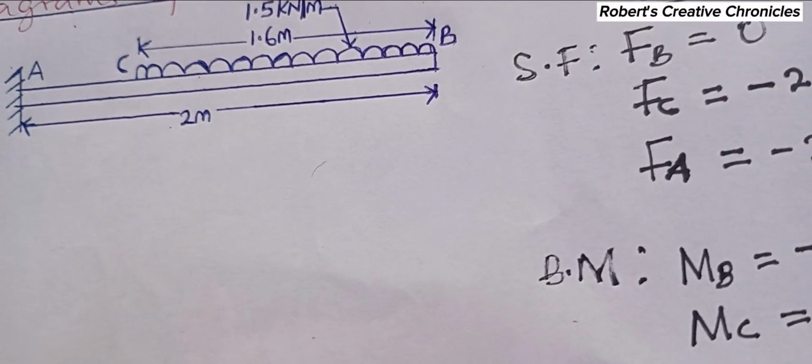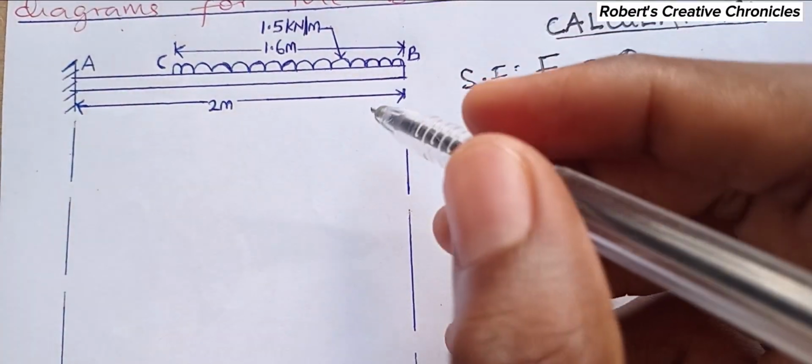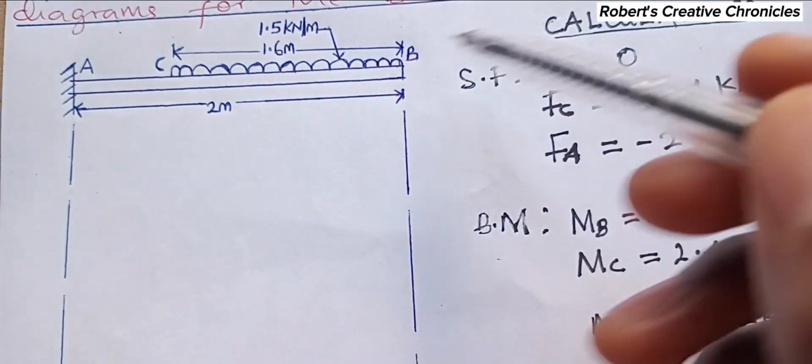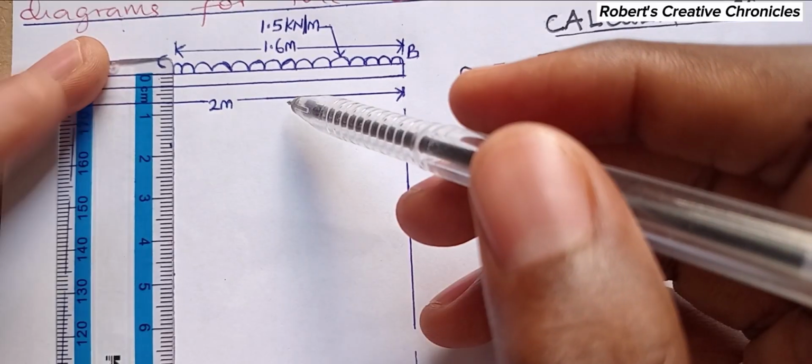So now we can move to the diagram drawing. When drawing the diagram, you first project these points down. Any number of points they give you, you project all of them down.